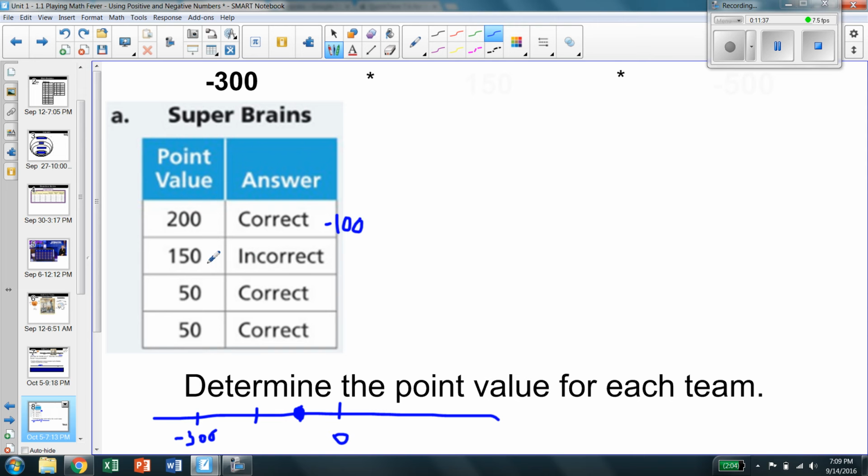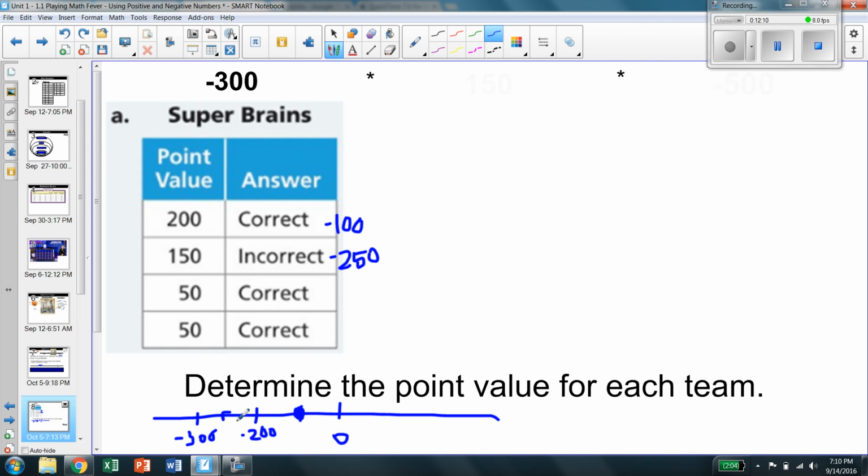So they're at negative 100. Then they get 150 incorrect. So they're not moving in a positive direction now because they made a mistake. They're losing points, or subtracting, you can think. So they're going to go in the opposite direction, 150 backwards. That would put us right here in between negative 200 and negative 300. So you should know that's negative 250 points.